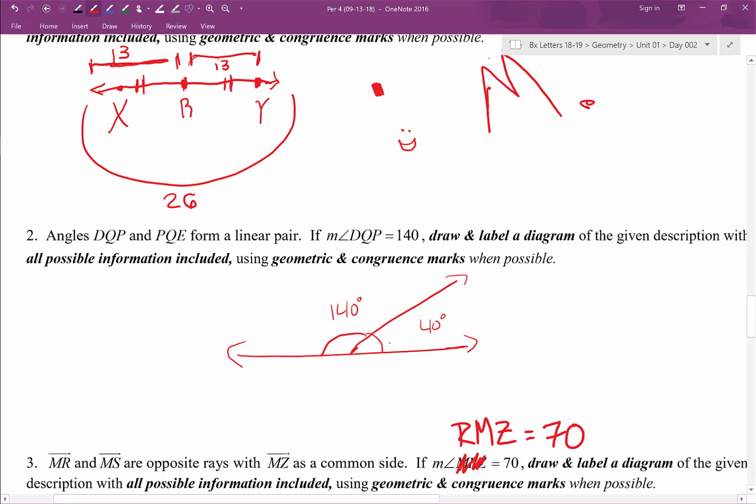Okay. You put the eraser there. Okay, this is D, and then this is Q, this is E, and then this is B.